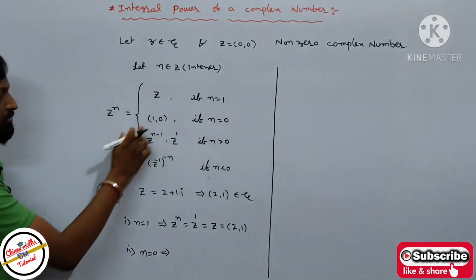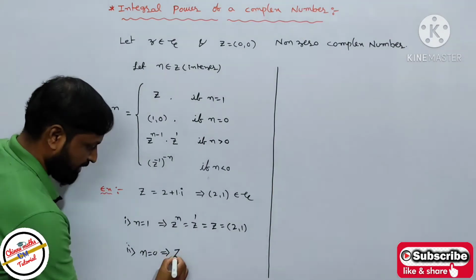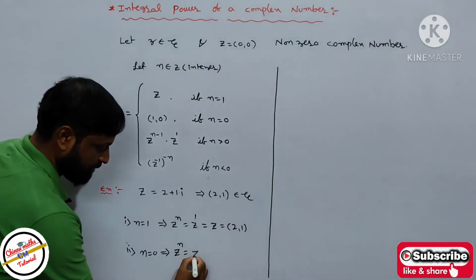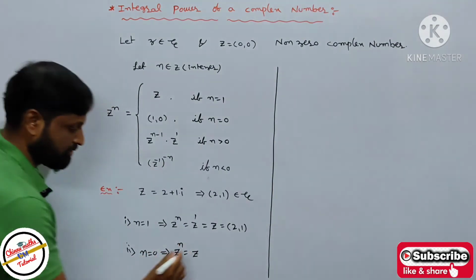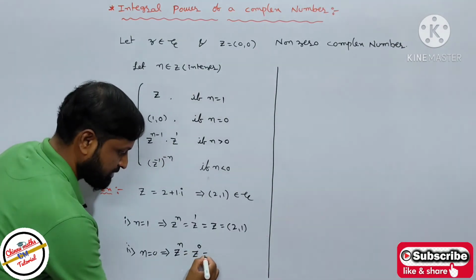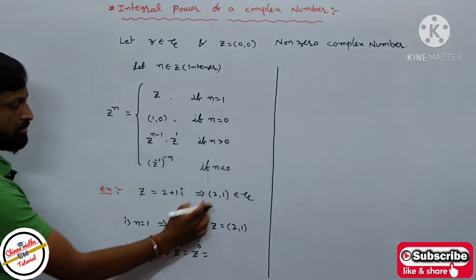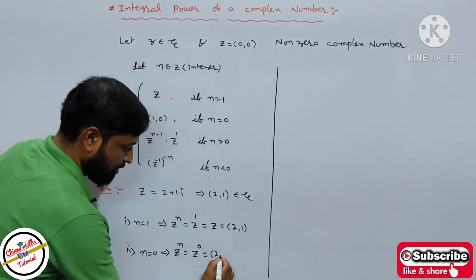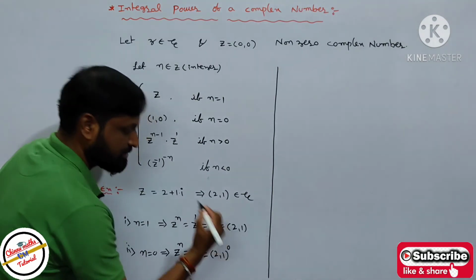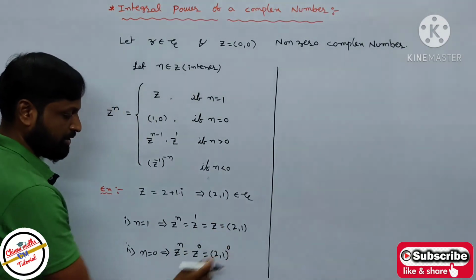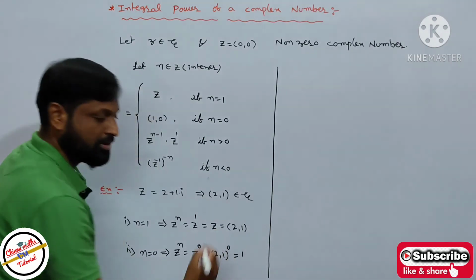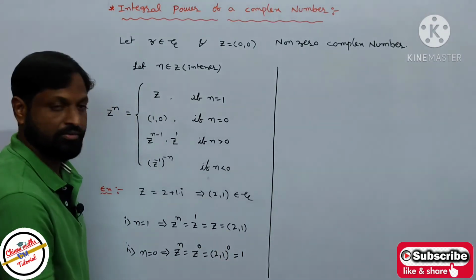See here how you get 1 comma 0. z power of n is equal to z power of, what is the n value? It is 0. Then substitute n power of 0. What is the z value equal to? 2 comma 1. Then the complex number 2 comma 1 to the power of 0. Something power of 0 is equal to 1.